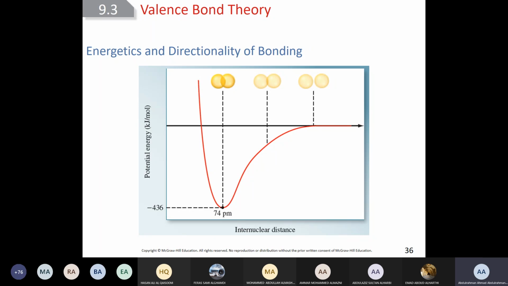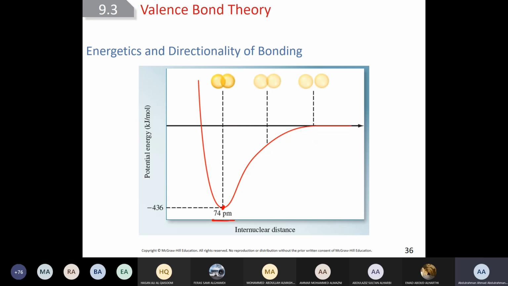As they are far from each other, they are at zero energy. As the atoms get closer and closer, there is some interaction between the electrons and the nucleus, and as a result, the energy of the two atoms together becomes low, until they come to this point where the distance is 74 picometer. This is the maximum interaction. If you make the atoms even closer to each other, the energy will start to go up. Why? Because of the repulsion.